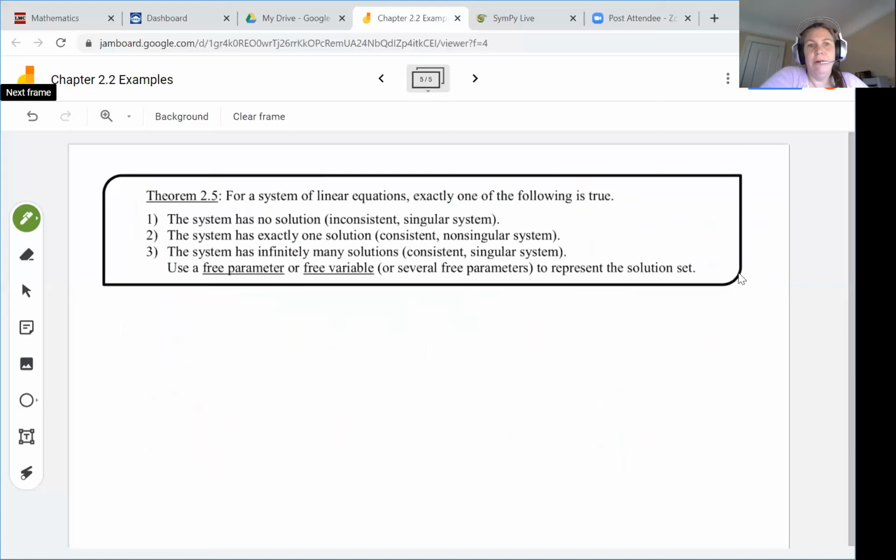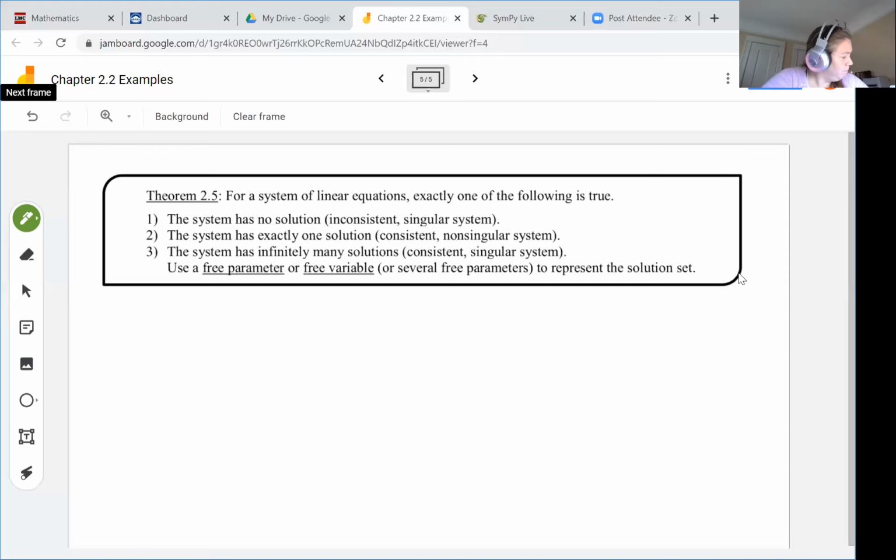Okay, so now we have a theorem. Theorem 2.5 tells us that for a linear system, or a system of linear equations, exactly one of the following is true. So they're not all true, just one for each system. The system either has no solution, which we call an inconsistent or a singular system. The system has exactly one solution, which we call a consistent or a non-singular system. Or the system has infinitely many solutions, which we also call consistent, but we describe that as a singular system.